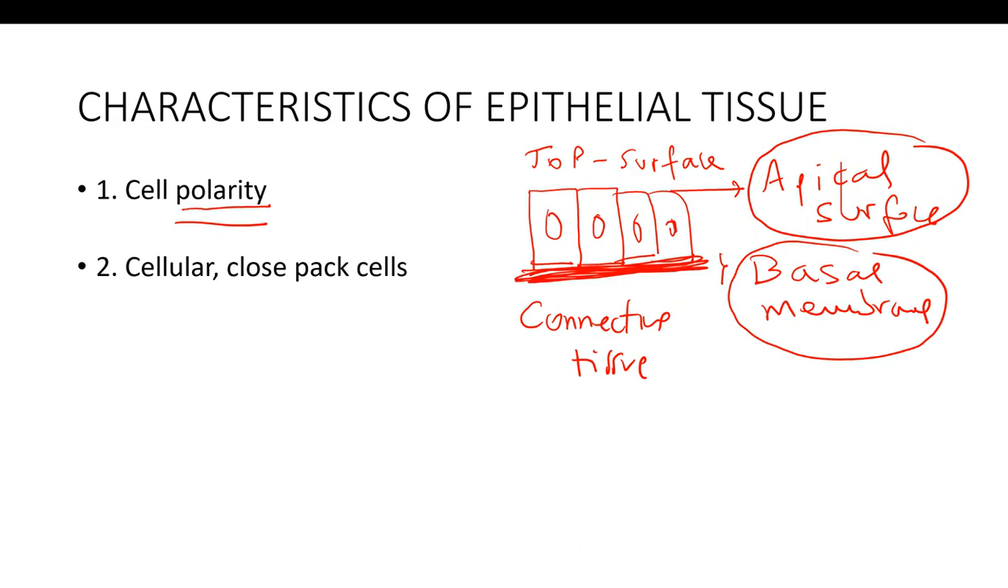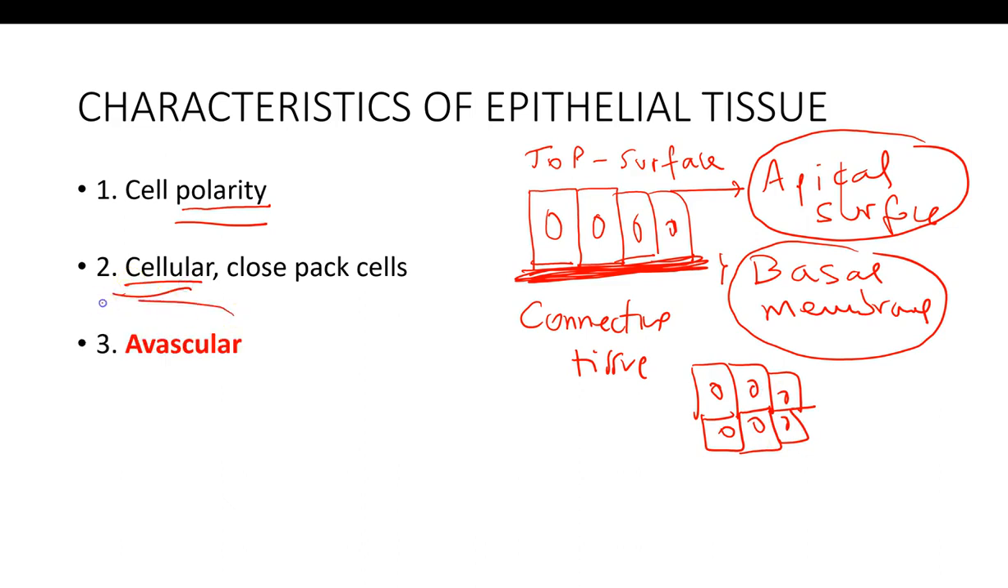Another characteristic of epithelial tissue is that it's cellular. It is made by cells. So what we're going to find with epithelial tissue is cells next to cells, on top of cells, below cells. So all we find are cells closely packed together.